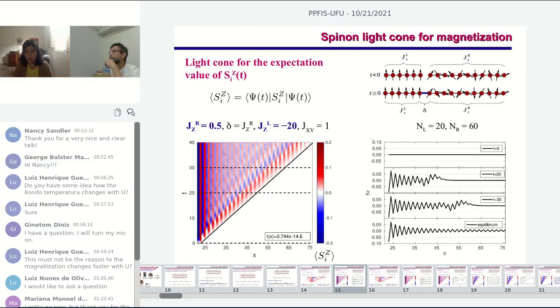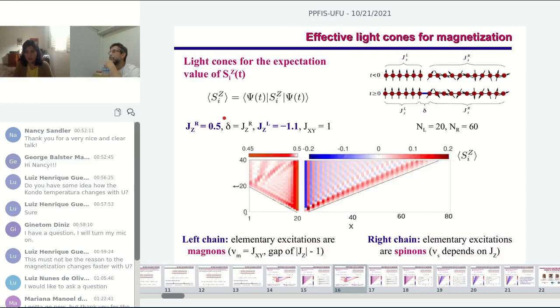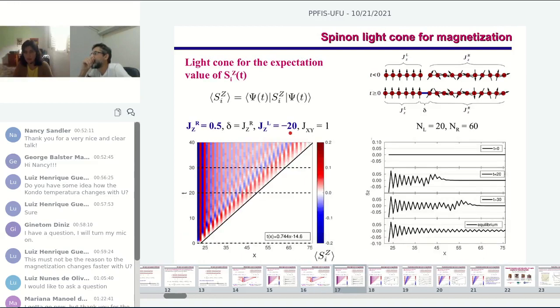Okay, first, I'm showing the same value of Jz as before, but I'm changing the coupling in the left chain. Since not much happened over here, we can choose this to be deep in the ferromagnetic phase. So I'm moving this, instead of -1.1, it will be -20, deep in the ferromagnetic phase. And now I'm looking at the magnetization only in the right chain, because not much happens in the left chain. So this is the magnetization as a function of time and position in the chain.